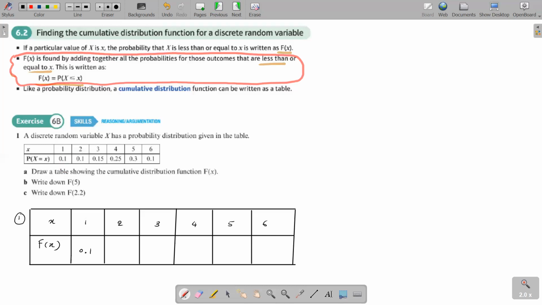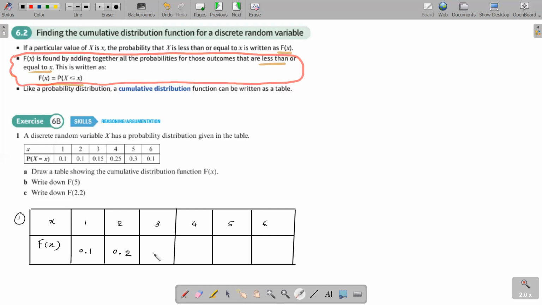How do you get the cumulative probability for x equal 2? Remember you have to go to the probability table. In the probability table, you add the probabilities for x equals 2 and x equals 1. We add both of them, 0.1 plus 0.1, that gives me 0.2. That's how this works. Can you see?